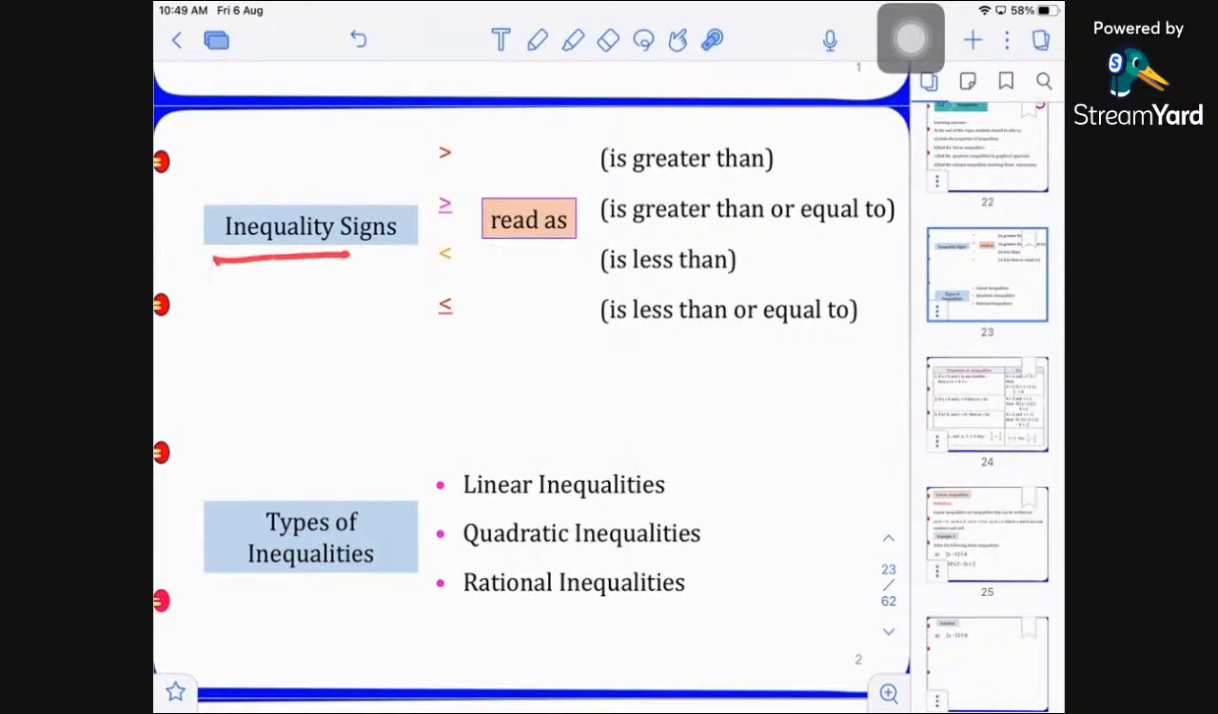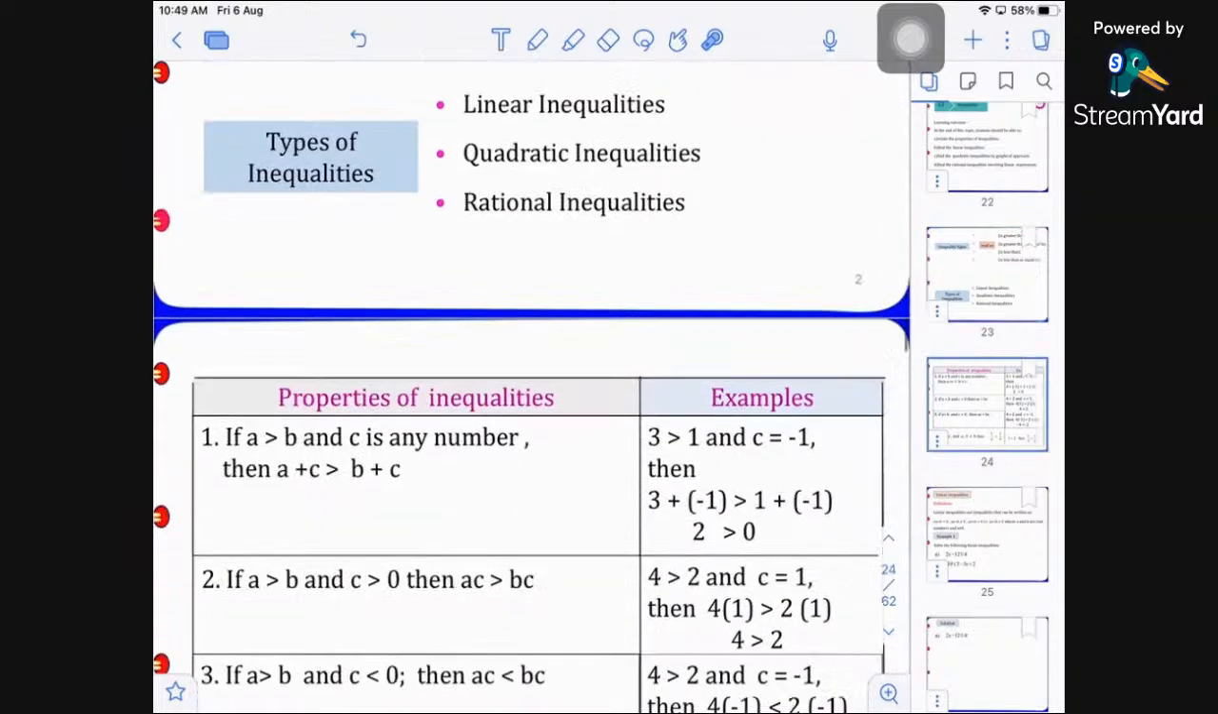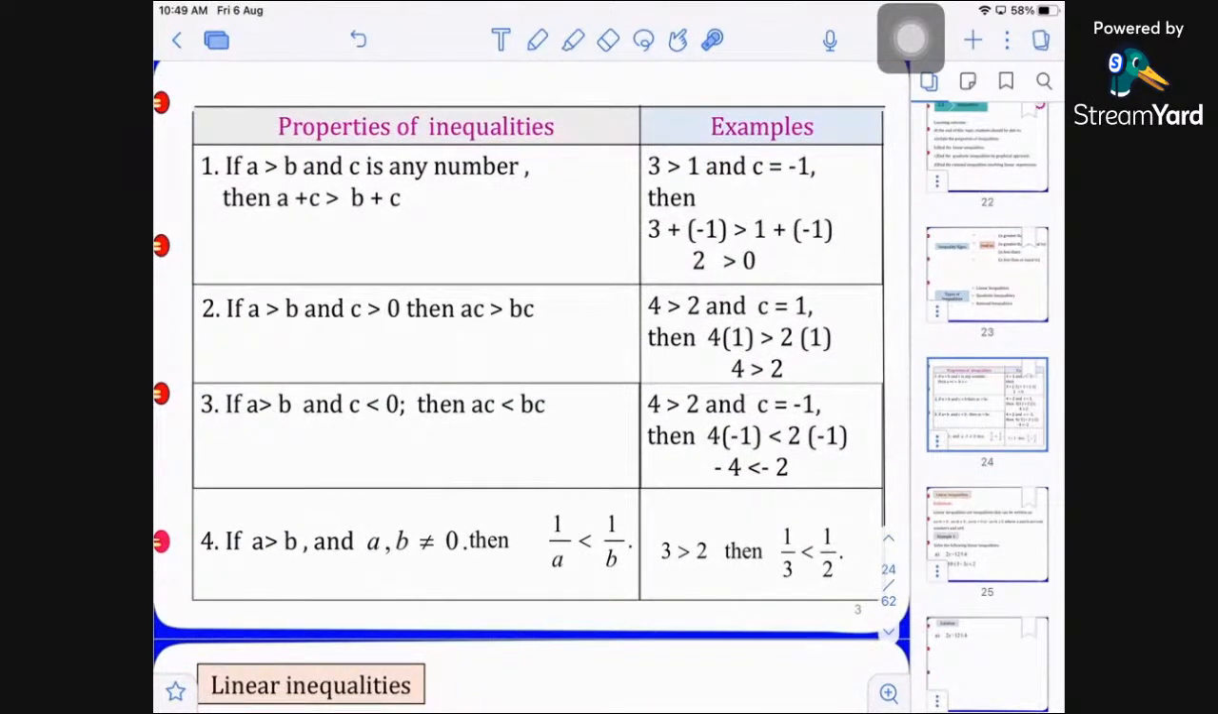Okay, the inequality signs over here, you all know this, you can read this by yourself, and I think this is very obvious. Properties of inequalities: if A is greater than B, and C is any number, you add to both sides, then A plus C must be greater than B plus C. If A is greater than B and C is greater than 0, it must be a positive number, you multiply and it will still be greater than. And if A is greater than B and C is less than 0, meaning a negative number, you multiply and go the other way around, because when you multiply by a negative, the inequality sign will change, yes or not? Okay, so that's the reason.